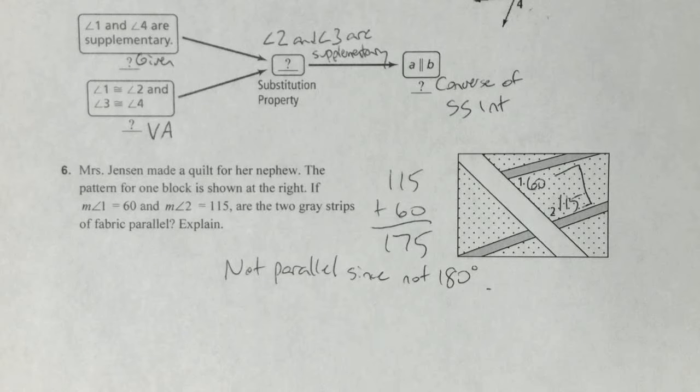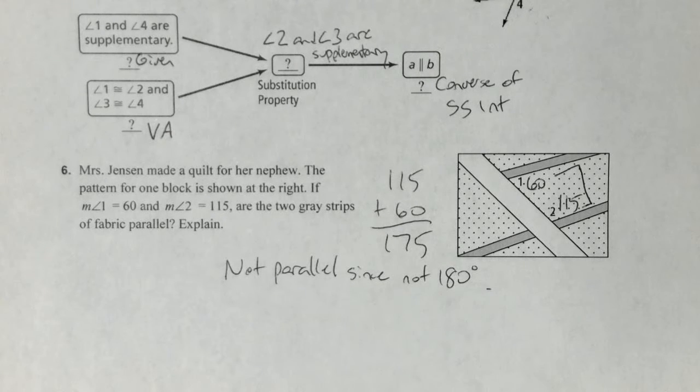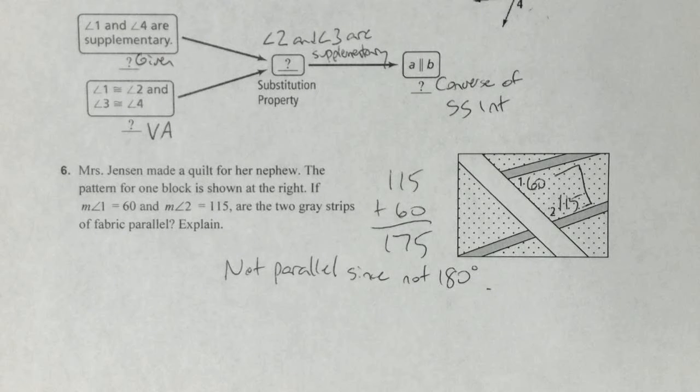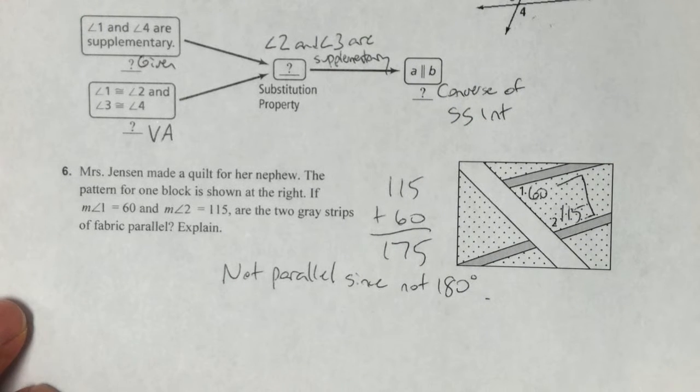Any questions? Since it's not 180. In other words, when we added them together, we got 175. And they would both have to be adding up to 180. Whether it's 120 with 60 or some other combination. Okay? Any questions?